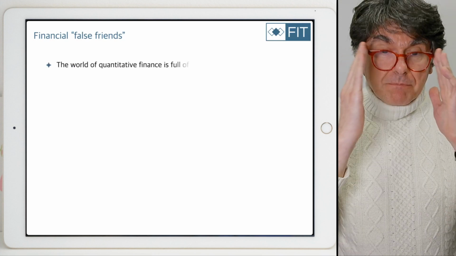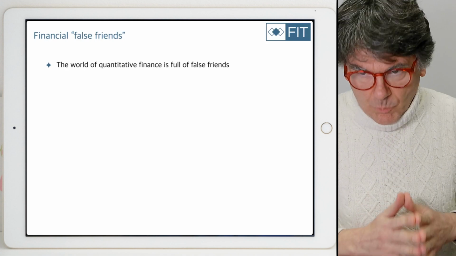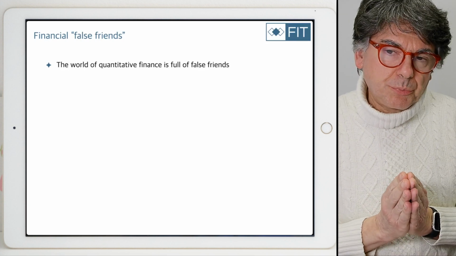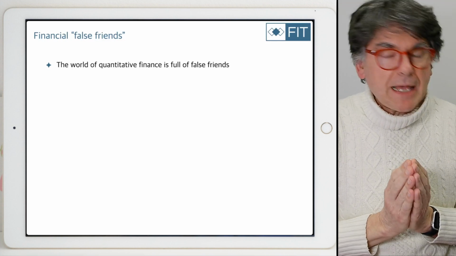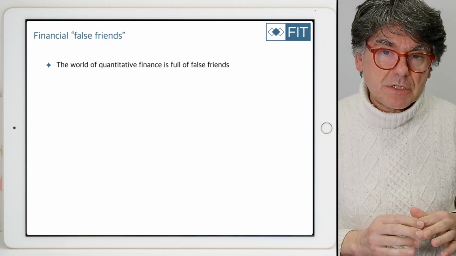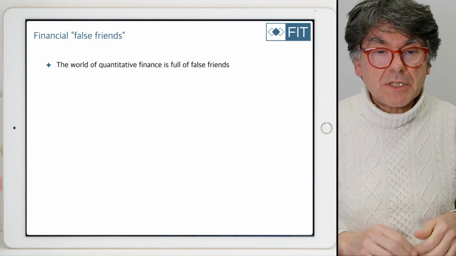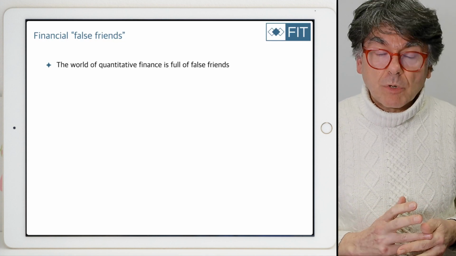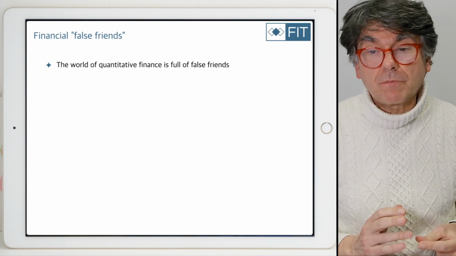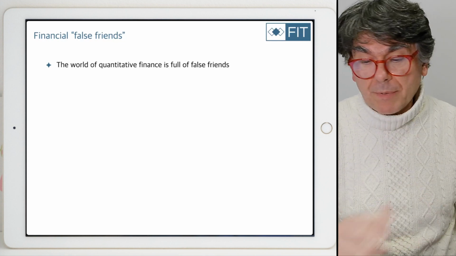But there's something that I want to bring up. This is a very good point to bring up something that I always like mathematicians to be aware of, which is the concept of financial false friends. The world of finance is full of false friends, things that look one way but are the other.